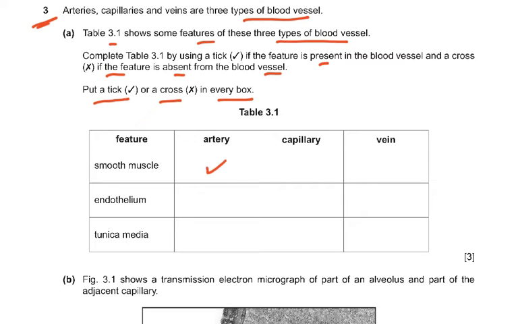Okay, smooth muscles. Smooth muscles are present in artery, no smooth muscle in capillary, present in vein. Then endothelium is present in all 3. Endothelium is the lining. Of course, capillary only has the endothelium. Then tunica media is present here, not in a capillary, and here as well. So 3 marks, this would be per row.